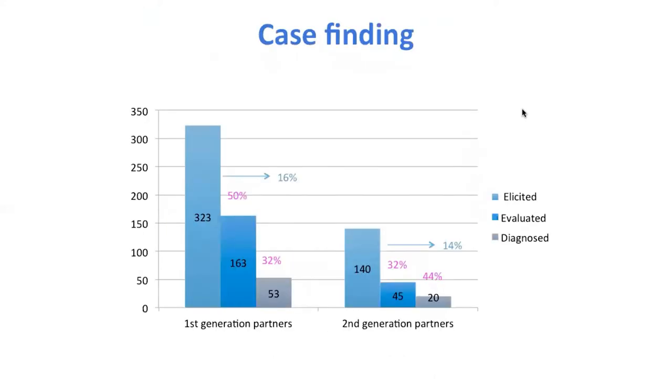Success in reaching partners, of course, has direct impact on case finding. Half of first-generation partners and one-third of second-generation partners were able to be evaluated for new infections. A fair proportion of each set was diagnosed, and this resulted in 73 syphilis and HIV infections identified across the sets, which may be infections that would have otherwise gone undiagnosed for some time.